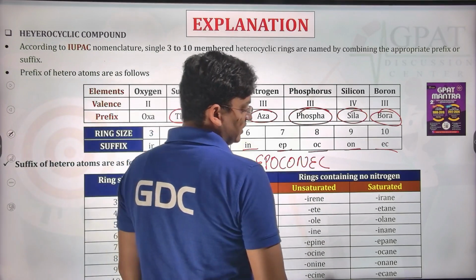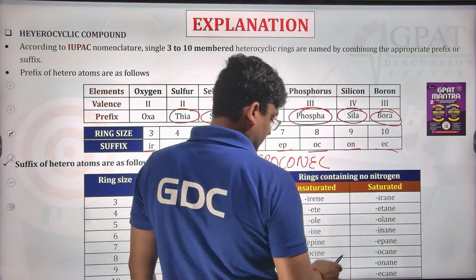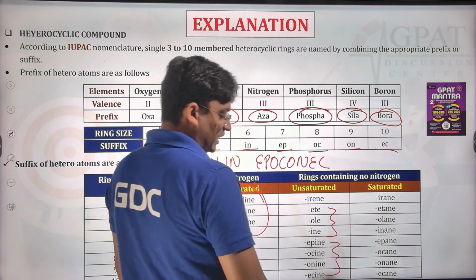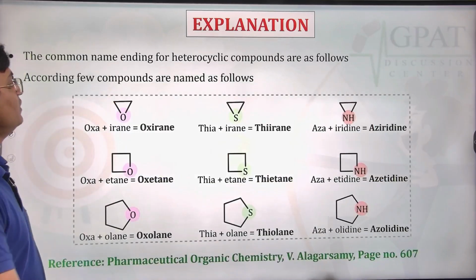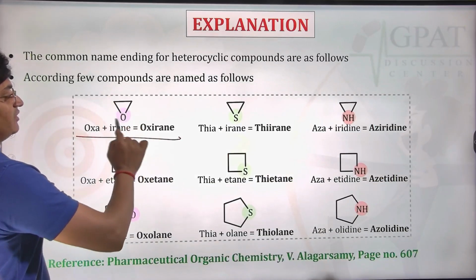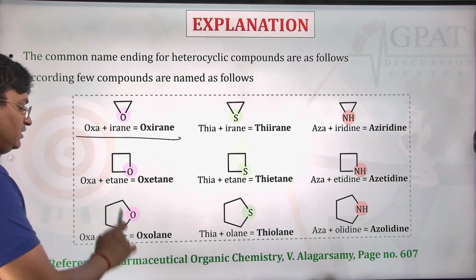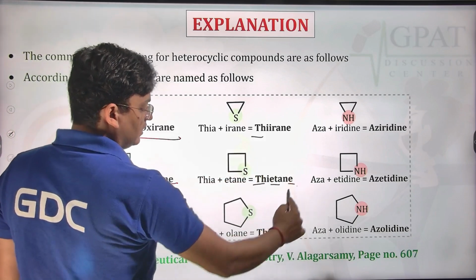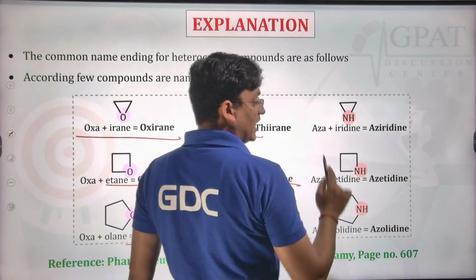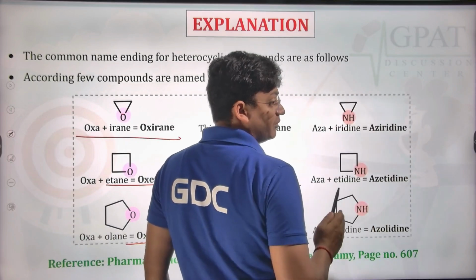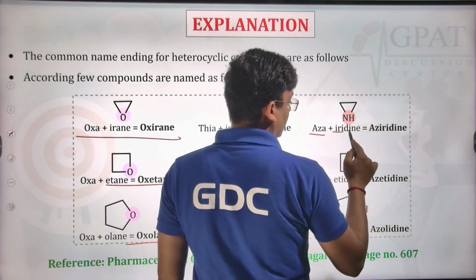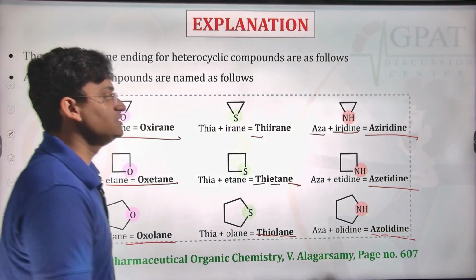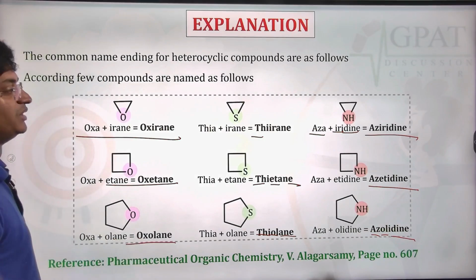For the unsaturated case, for the 4, 5, 6 member rings the ending will be just e, and for the others the ending is ine. So oxirane: oxygen with a 3-member saturated ring is oxirane, then oxetane, oxolane, thiirane, thietane, thiolane. For nitrogen, the saturated 3, 4, 5-member rings end with idine: aziridine, azetidine, azolidine. Okay, so this is the nomenclature system, also known as the Hantzsch-Widman nomenclature system.